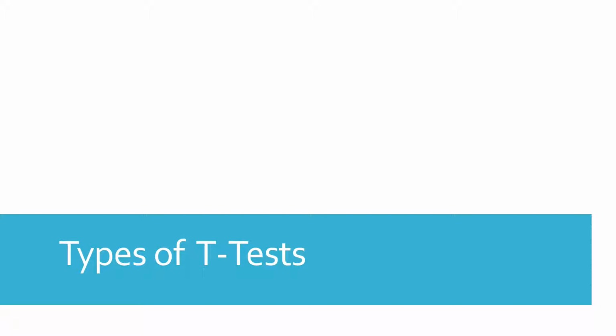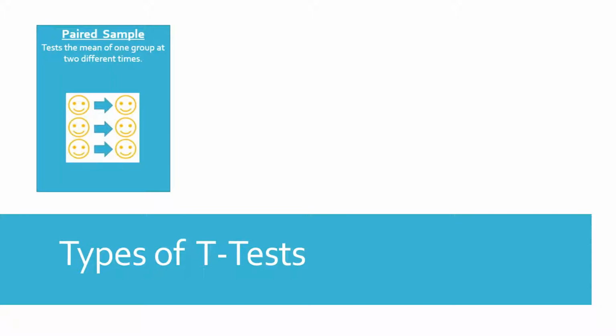Now we'll talk about some different types of t-tests. First, a paired sample. This tests the mean of one group at two different times. A paired sample might compare spending habits of a group at two different times of the year.